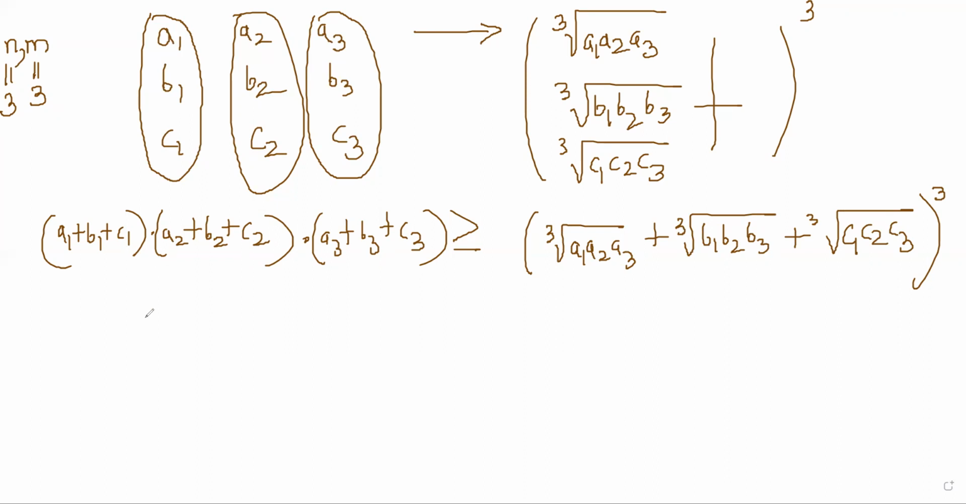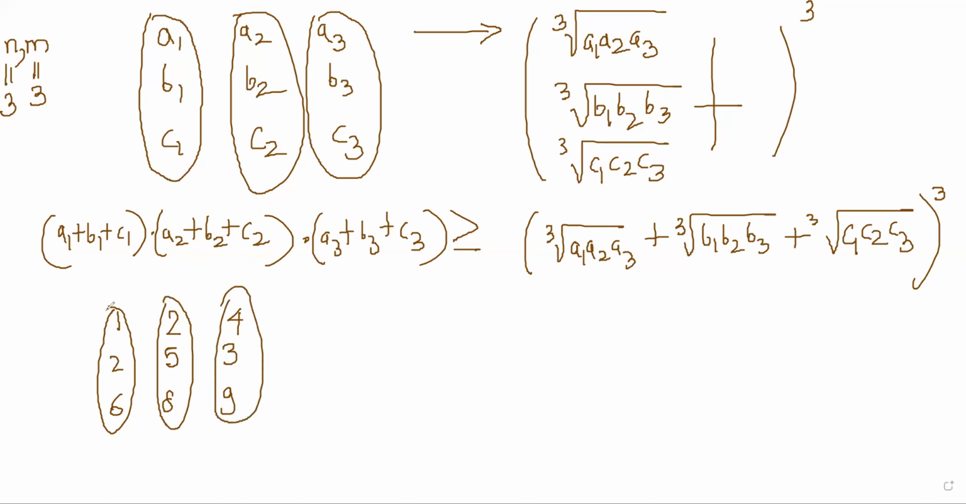You can always confirm this with some examples. Let's say these are our positive numbers: 1, 2, 4, 2, 5, 3, 6, 8, 9. So what we should get is this into this into this. The column part is 1 plus 2 plus 6, which is 9, into 2 plus 5 plus 8, which is 15, multiplied by 4 plus 3 plus 9, which is 21.